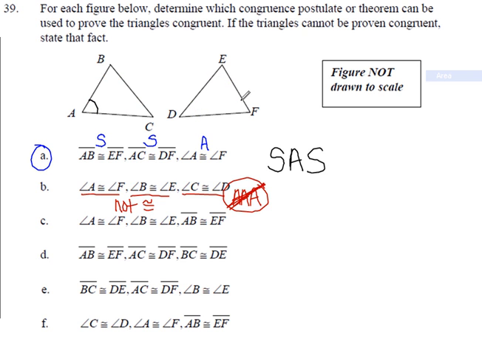Angle A is congruent to angle F, angle B is congruent to angle E, and line segment AB is congruent to line segment EF. That to me looks like angle, side, angle, and that to me sounds like two congruent triangles.